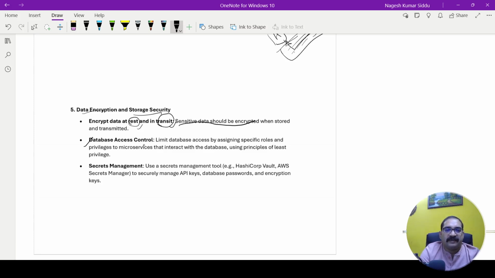Database access control. We know that we shall provide access control to the database. Limit the database access by assigning specific roles and privileges to microservices that interact with the database. So last time we have seen that on microservice to microservice communication, we provide role-based access to the functionality of the microservice. Now apart from that, if this microservice has a database, we can also provide one more granularity to connect with the database, like who can access, what can they do on the database, what privileges they have, can they delete something or can they add something or can they only view something. So by providing database access control, we can limit the attacks and make it more secure.